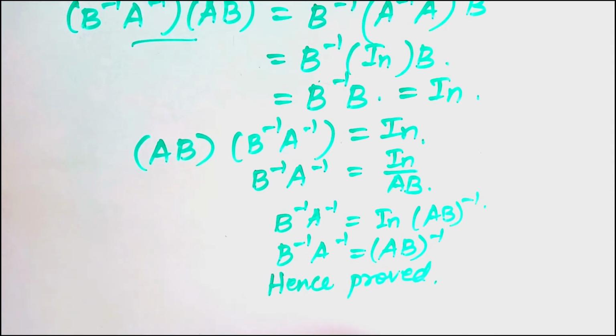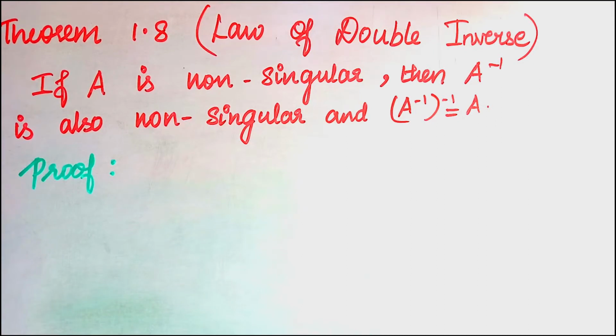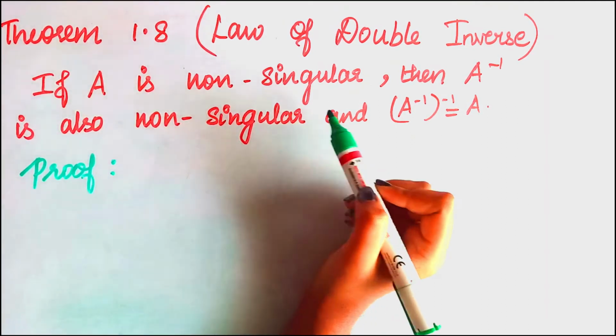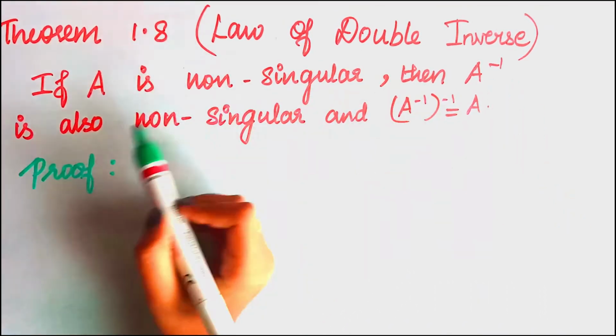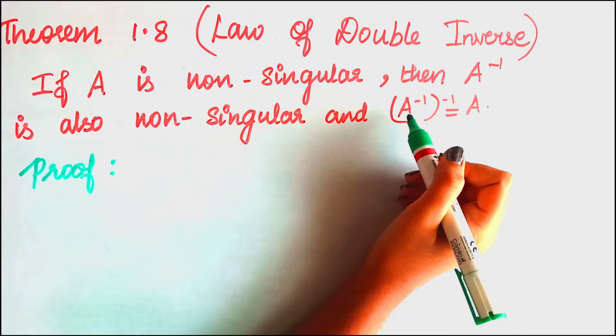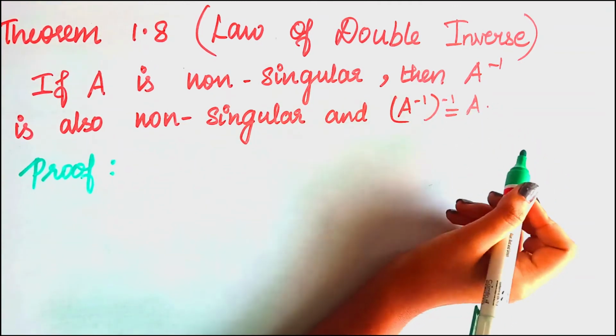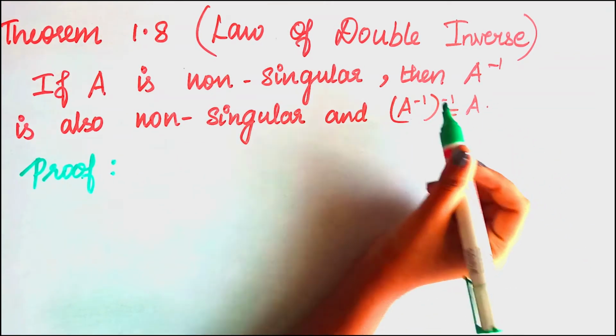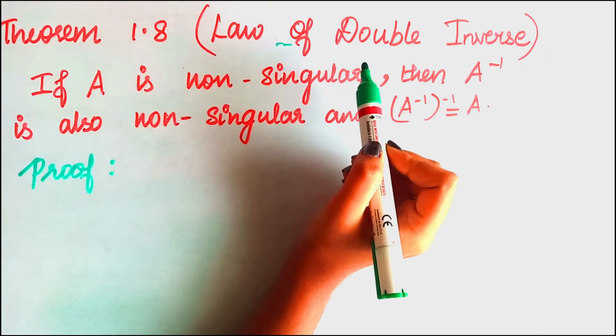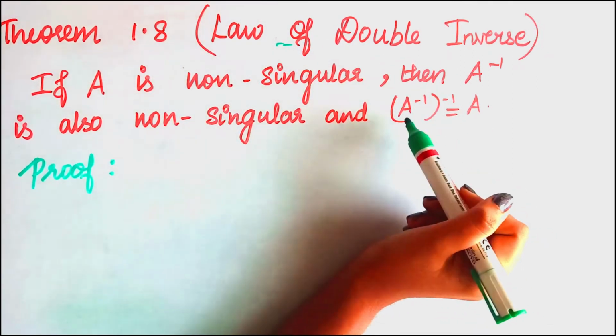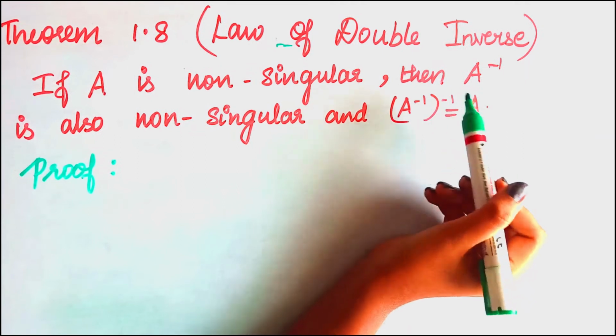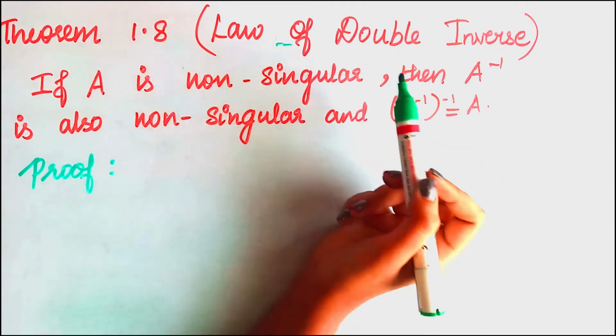Okay, now let's go to theorem 1.8. Theorem 1.8, law of double inverse. If A is non-singular, then A inverse is also non-singular, and A inverse the whole inverse is equal to A. I guess you figured out where this name came from, right? Here there are two inverses, which means double inverse, so this is called the law of double inverse.